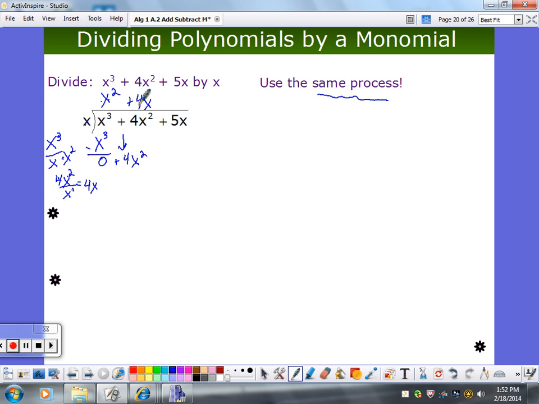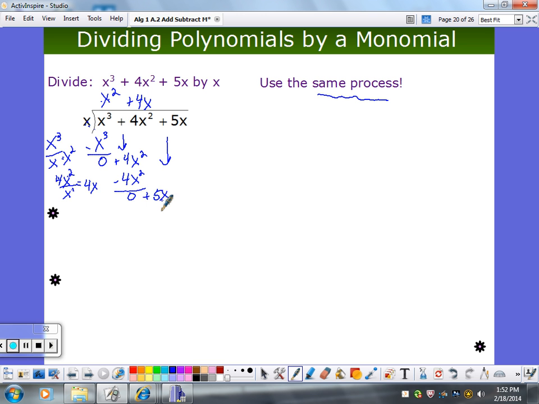Now we multiply back. 4x times x is 4x squared. Then we subtract. And then we bring down. Isn't this exactly the same step, really? Yeah, it is. But you have to think now in polynomial terms.